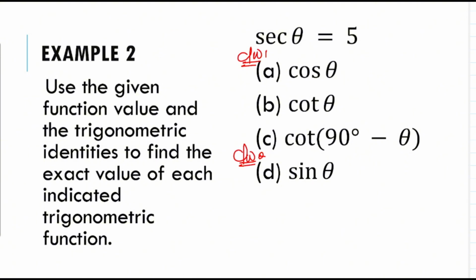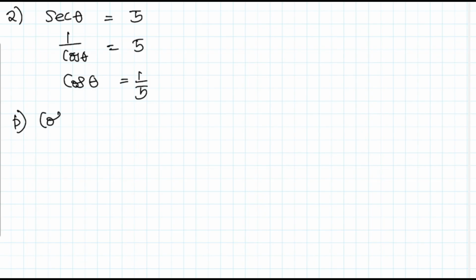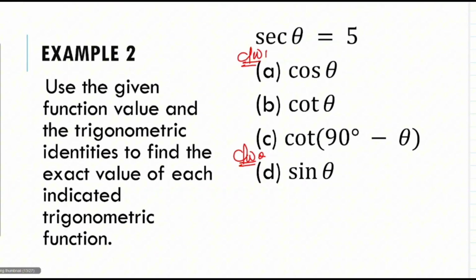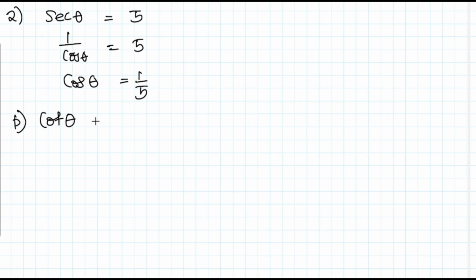So for B, cot theta. What is cot theta? Do we have an identity that uses cot theta and the other one? Cot theta is cos theta over sine theta. Good. So to find cot theta, we have one of our identities that says 1 plus cot square theta equals cosec square theta. But that one involves cosec, so we can't use it.